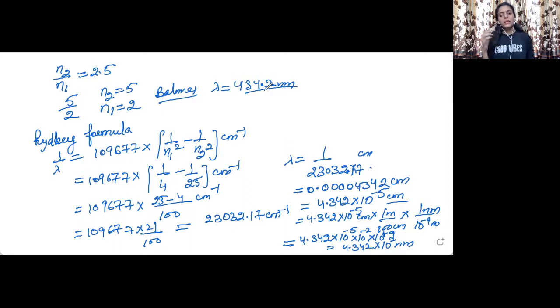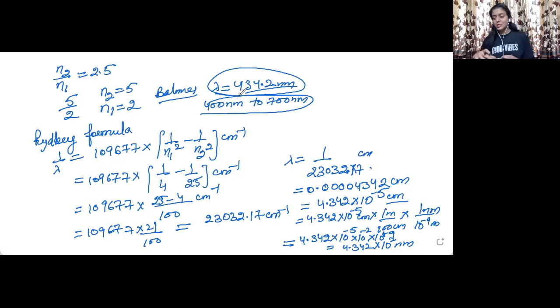Now when lambda is in the range of 400 nanometer to 700 nanometer, or we actually write it as 700 nanometer to 400 nanometer, then it is in the visible region. So this lambda is falling in the visible region. So this transition will fall in the visible region. So it is in the Balmer series. All right, now let us move on to the next question.